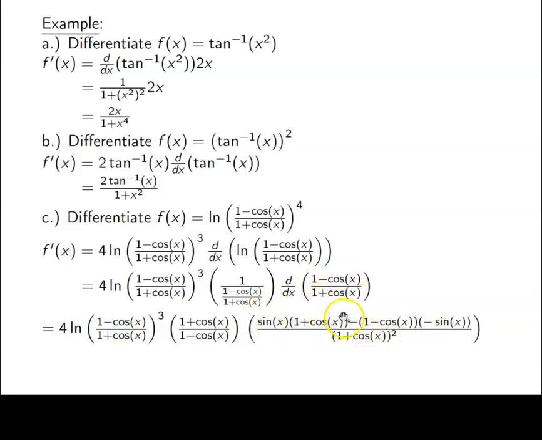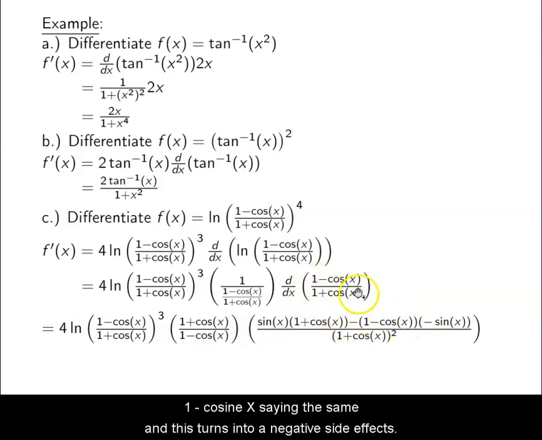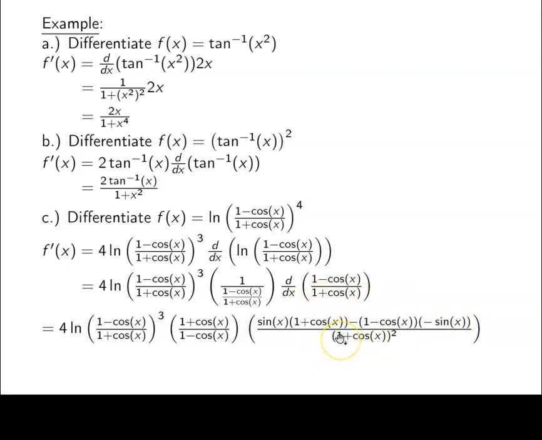I'm going to do the whole thing. Okay, I'm going to subtract from that 1 minus cosine x staying the same, and this turns into a negative sine of x. And I divide, sorry, I was going to say differentiate. I divide the whole thing by 1 plus cosine of x, and I square that value. Okay. Now from here, I can pull out a common sine if I want to. That's really the only thing I have in common. I'd probably distribute this negative first. So it's 1 plus cosine plus 1 minus cosine, and have the sine on the outside.